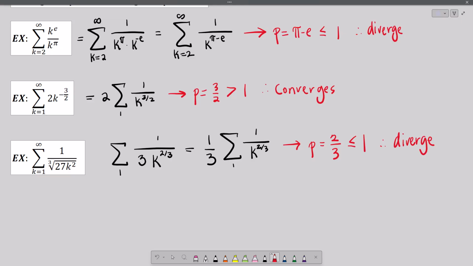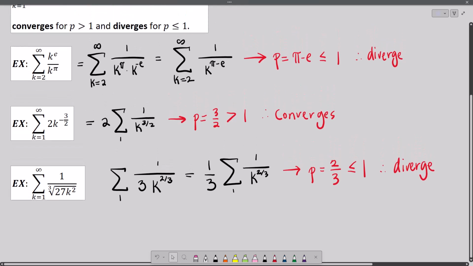So p-series are very user-friendly. Do a little algebra to rewrite them, pick the p, and then choose converge or diverge based on whether it's bigger than 1 or less than or equal to 1. There's a bunch of these on the worksheet for chapter 10 that will give you some more practice.